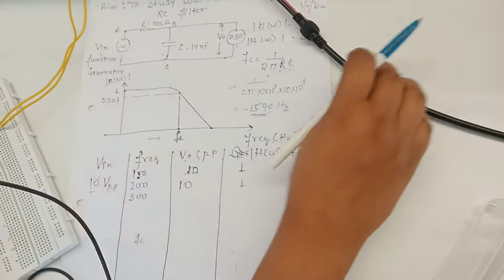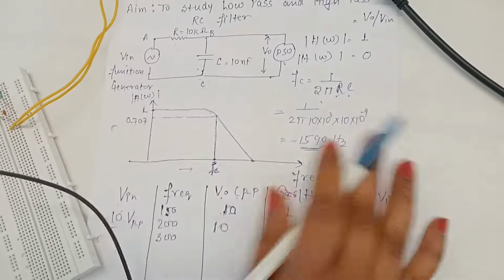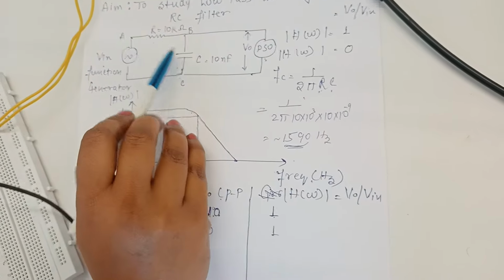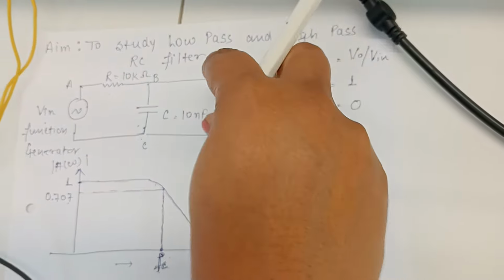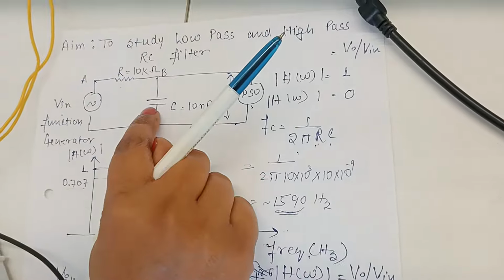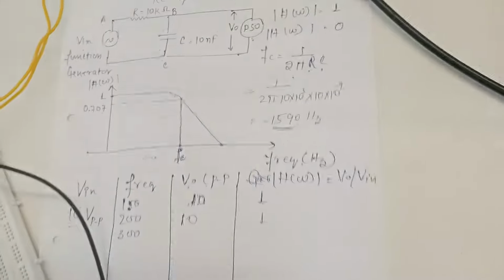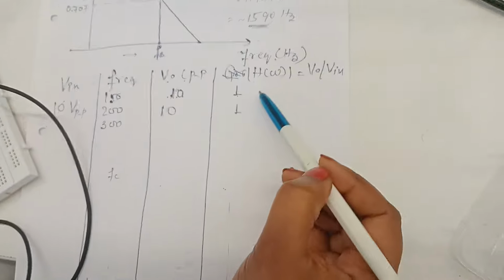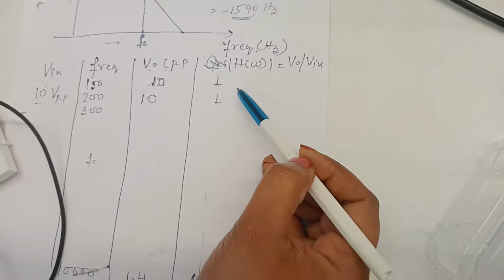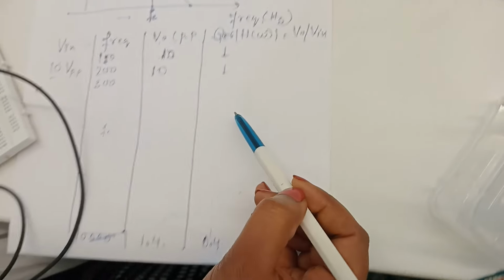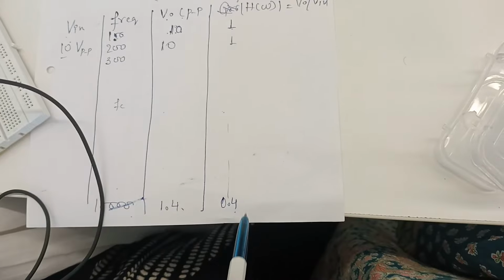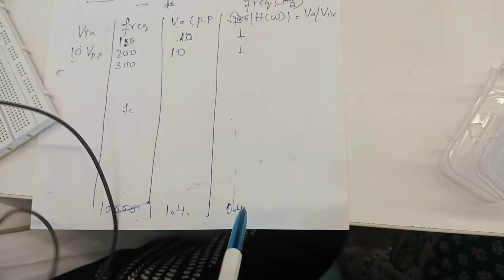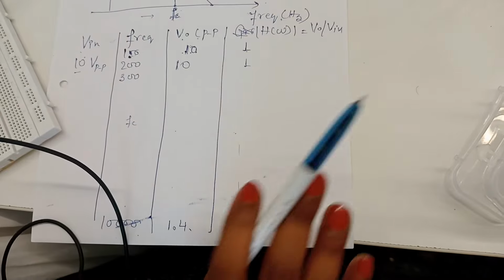If you want to perform the same experiment for high pass filter, what you have to do is just interchange this resistance and capacitance, and in high pass filter case you will measure the output across resistance, and you have to perform the same experiment. In that case, initially gain would be around 0 point something or in millivolts, and it will keep on increasing and it will reach a constant value of 1 beyond critical frequency. So that's it about low pass and high pass RC filter.